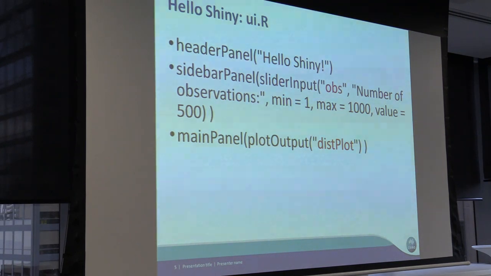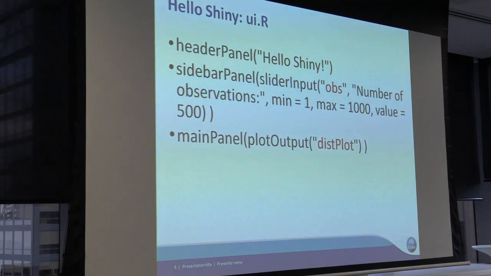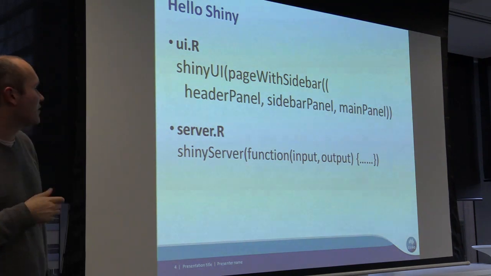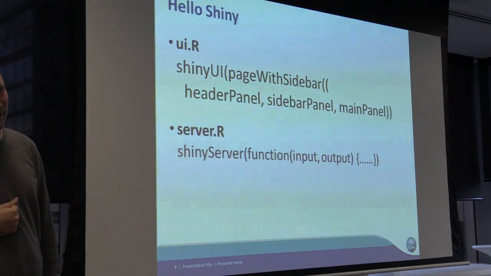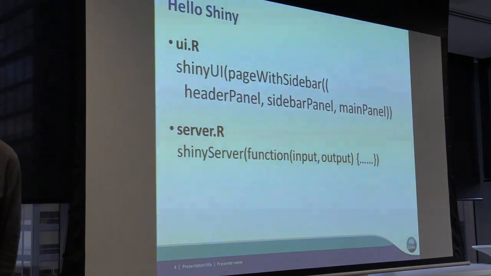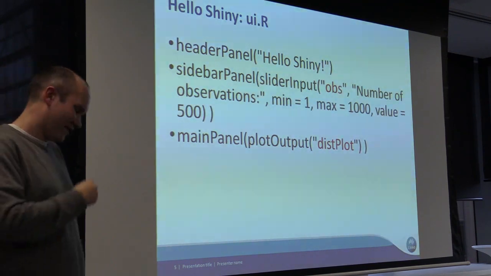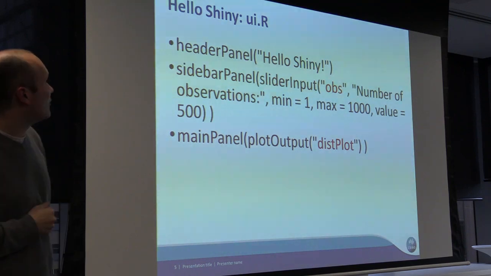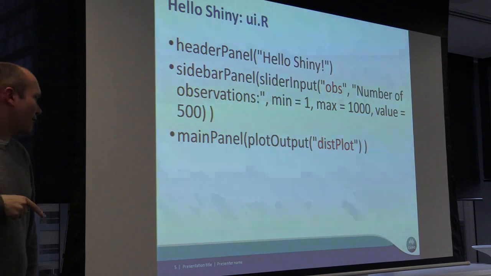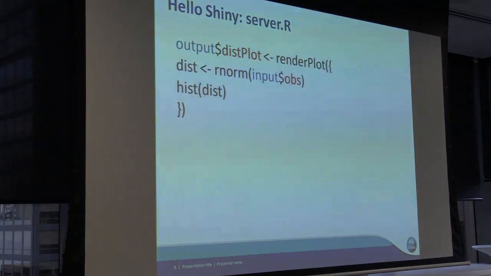So the reason I'm saying input and output a lot is because notice the body of that function in the server.R file, the arguments to that function are input and output. Okay. So input is actually a list of your inputs, and output is a list of your outputs. So in this case, obs is an input and distPlot is an output. And basically, in the body of your server.R function, you need to specify what the output is. So let's have a look. And it's as simple as that.